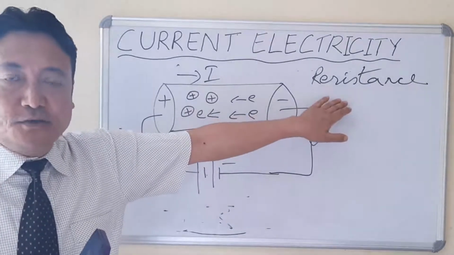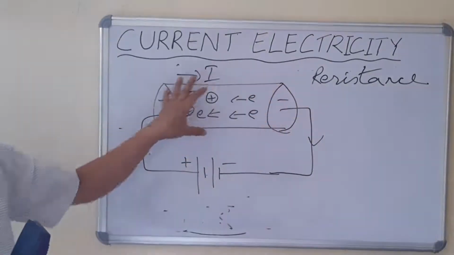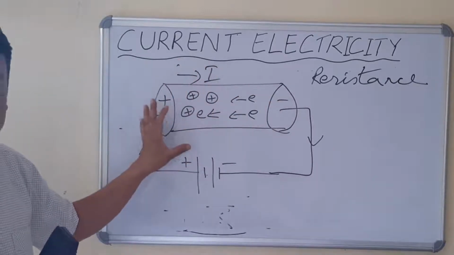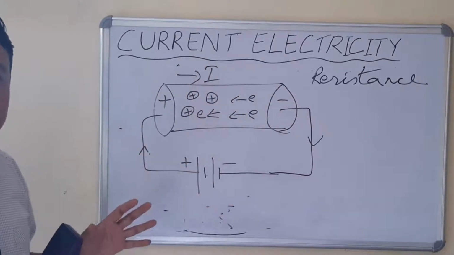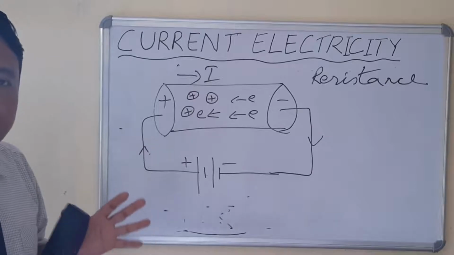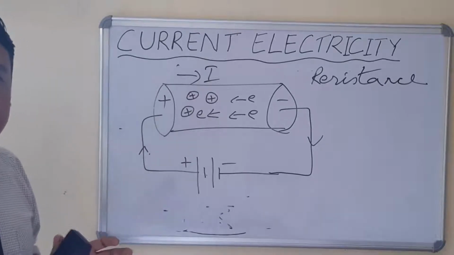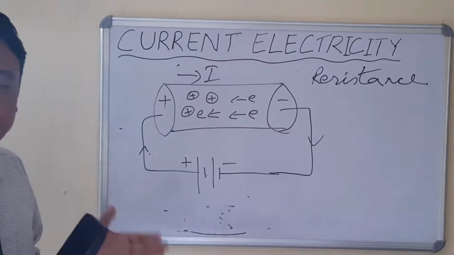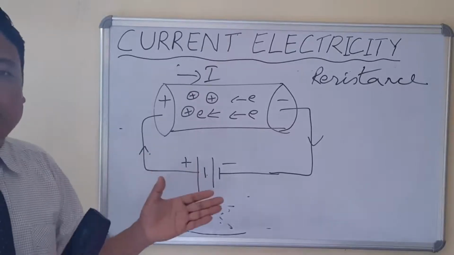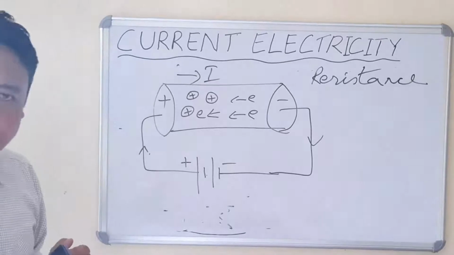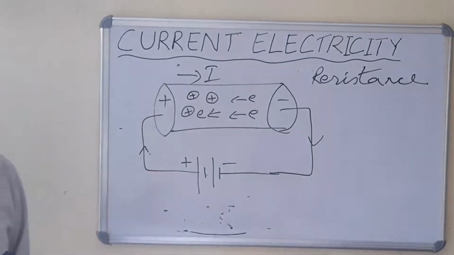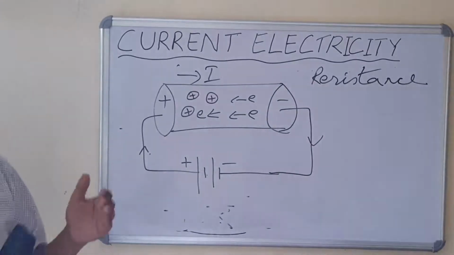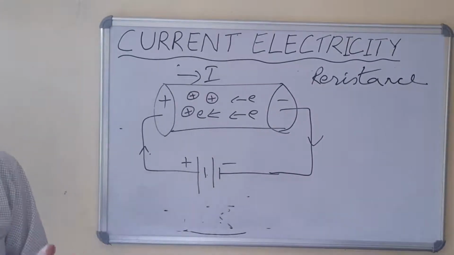Okay, so resistance occurs when the electrons flowing from one end of the conductor towards the other end collide with the neighboring electrons as well as with the positively charged ions, and that finally reduces the speed of the electrons moving in the conductor, and that causes resistance. So we can say that resistance is a property of a conductor by virtue of which it opposes the flow of electric current in a conductor.